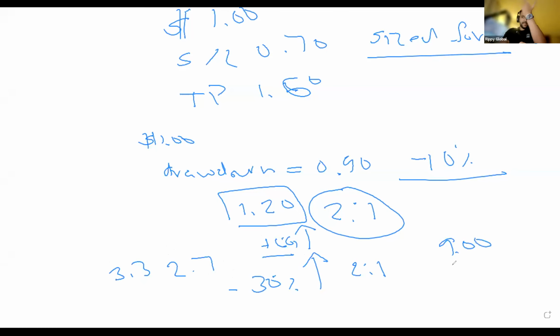From a risk to reward standpoint, how much is it? Went to $9. 900 divided by 330 minus 270. Fucking 15-to-1 risk to reward. It was a phenomenal play from a risk to reward standpoint. But again, I was wrong.